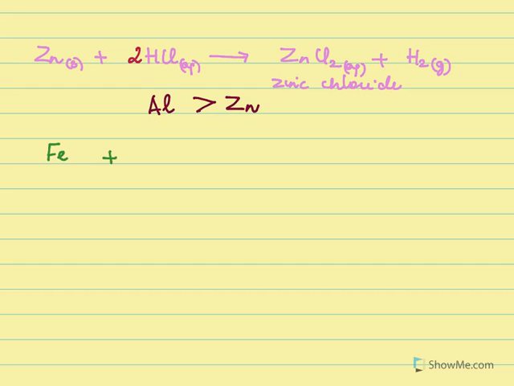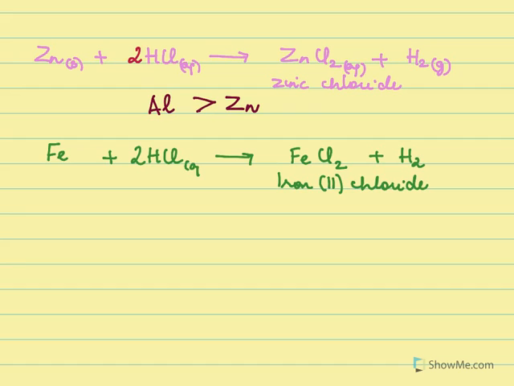Then iron 2 reacts with hydrochloric acid but rather slowly to give you FeCl2 plus hydrogen. This is iron 2 chloride. Remember, iron has got 2 valencies, one is 2 and one is 3. Iron chloride, and we need to balance it now. We have 2 HCl. This is aqueous, this is solid form, aqueous, and this is gaseous form.